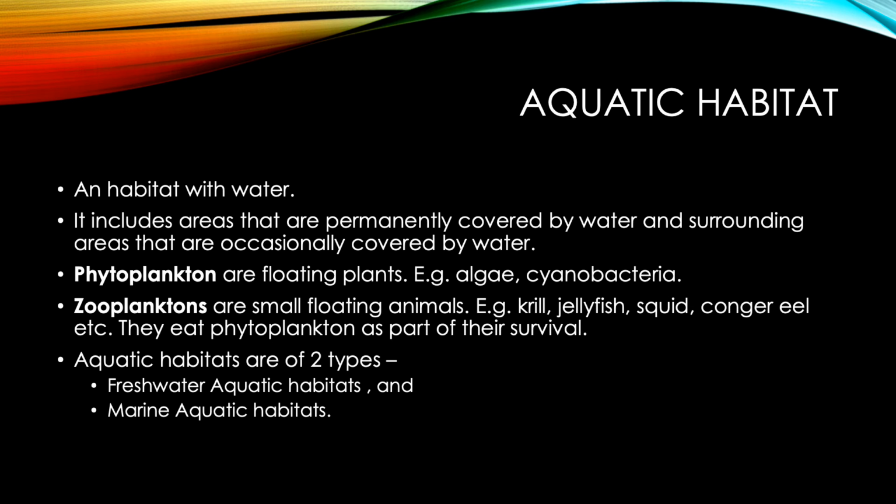Aquatic habitat is habitat with water. It includes areas that are permanently covered by water and surrounding areas that are occasionally covered by water. Phytoplankton are floating plants, for example algae and cyanobacteria. Zooplanktons are small floating animals, for example krill, jellyfish, squid, conger eel, etc. They eat phytoplankton as part of their survival. Aquatic habitats are of two types: freshwater aquatic habitats and marine aquatic habitats.